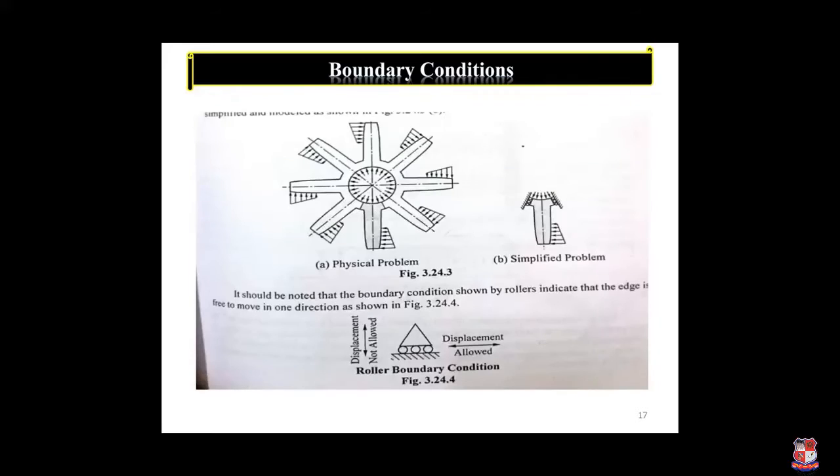So one example is a turbine blade. If I want to analyze it, first it is a physical problem, but I have to simplify it into a simple problem. Then I apply the boundary conditions here. This is the simplified problem. What can I do? I put in the internal pressure.